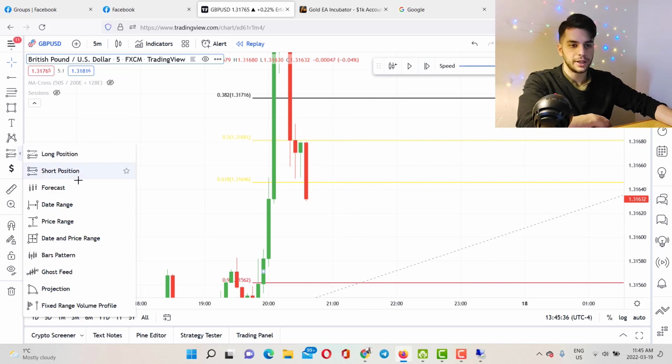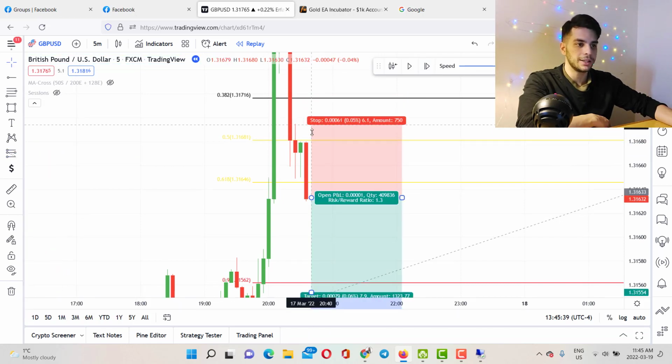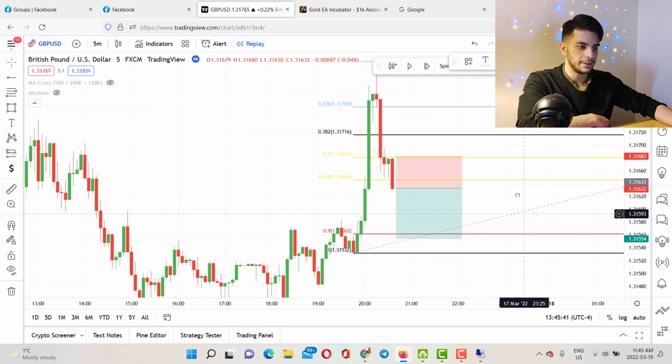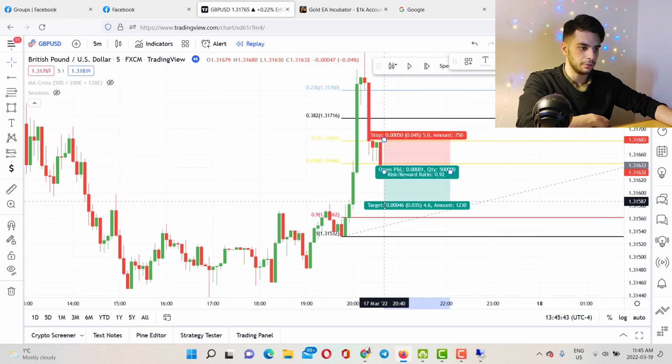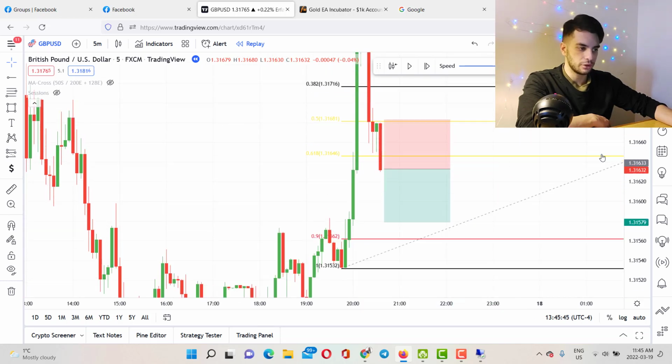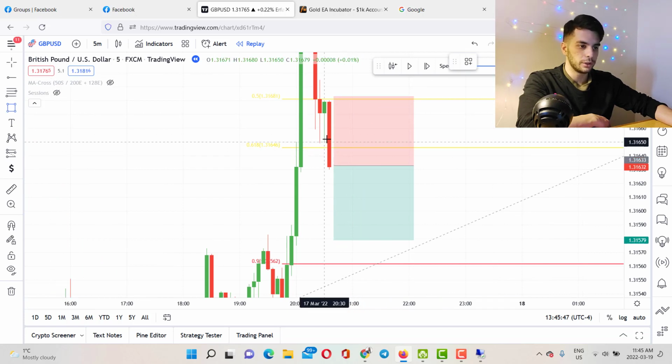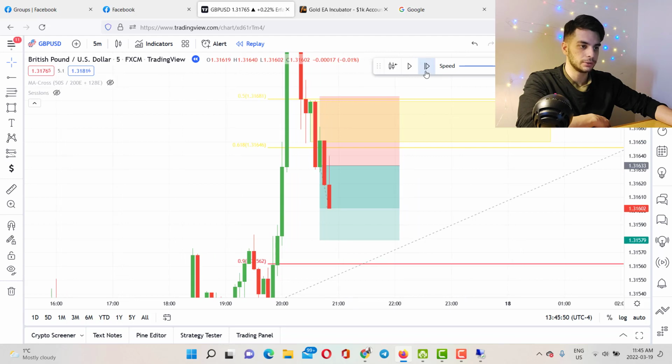Some people take their sell position here because they know that it didn't respect the golden zone, and they take their trade all the way to, I don't know, they take a 1-to-1 trade here. I personally don't do that, because I wait for this high probability order block to get tapped into, and then I take my trade.